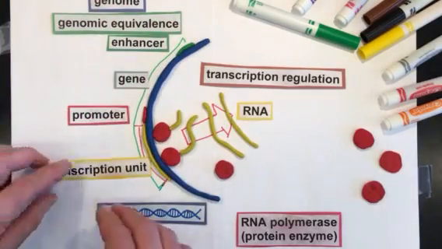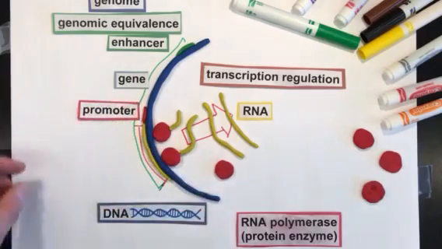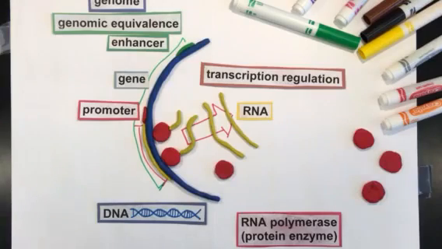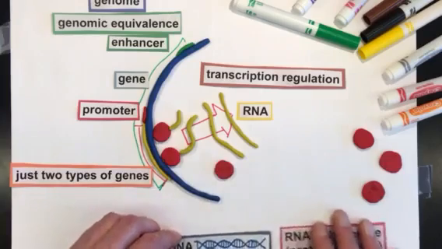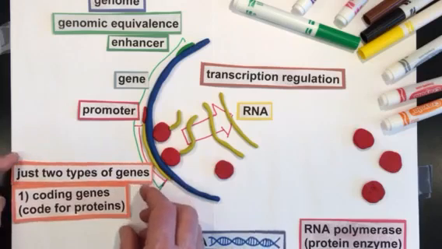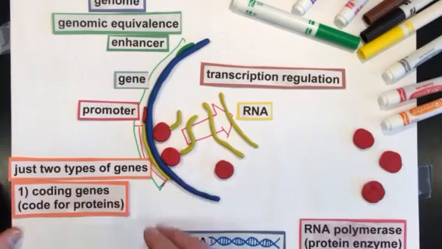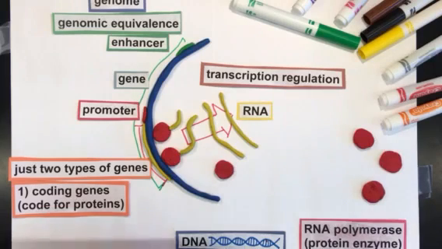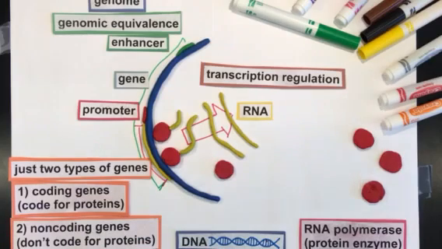In cells, there are just two kinds of genes. They're just two types of genes. One type of gene is called a coding gene. Coding genes code for proteins. So we have the hemoglobin gene that codes for hemoglobin proteins. Those are the genes that science students learn in class about first. The other class of genes are called non-coding genes. They don't code for proteins.